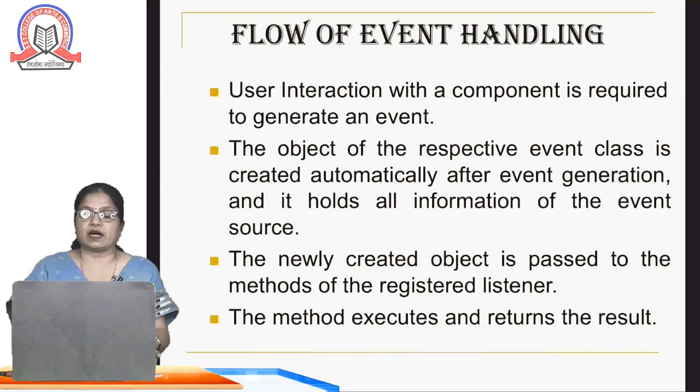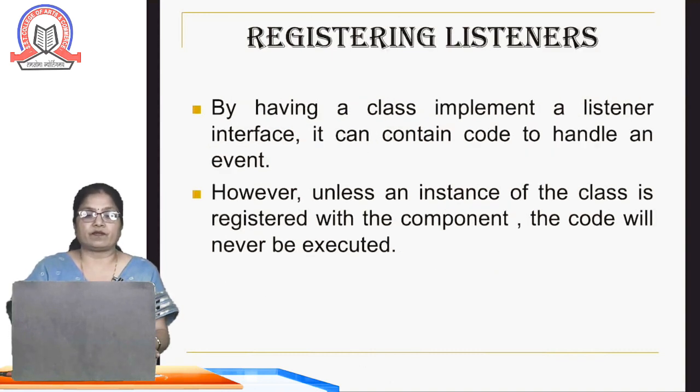User interaction with a component is required to generate an event. The object of the respective event class is created automatically after event generation and it holds all the information of the event source. The newly created object is passed to the methods of the registered listeners. The method executes and returns the result. By having a class implement a listener interface, it can contain code to handle an event. However, unless an instance of the class is registered with the component, the code will never be executed.